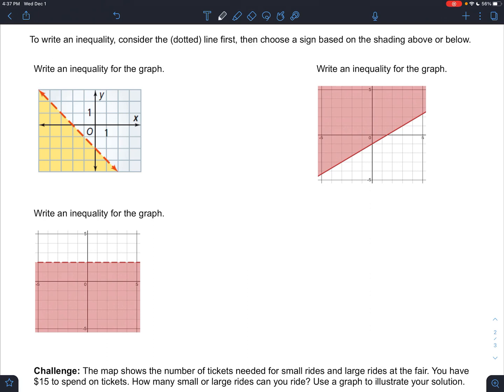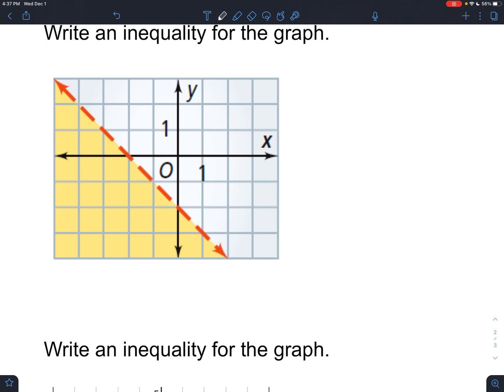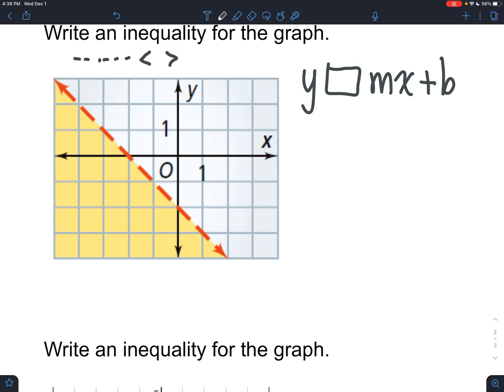Now, we can also, and maybe one of these as well, write the inequality based on the graph. So every one of these is going to be y equals mx plus b, but remember it's going to be an inequality sign. And if it's dotted, the choices are less than or greater than. And if it's shaded below, that narrows it down. It's got to be this one.